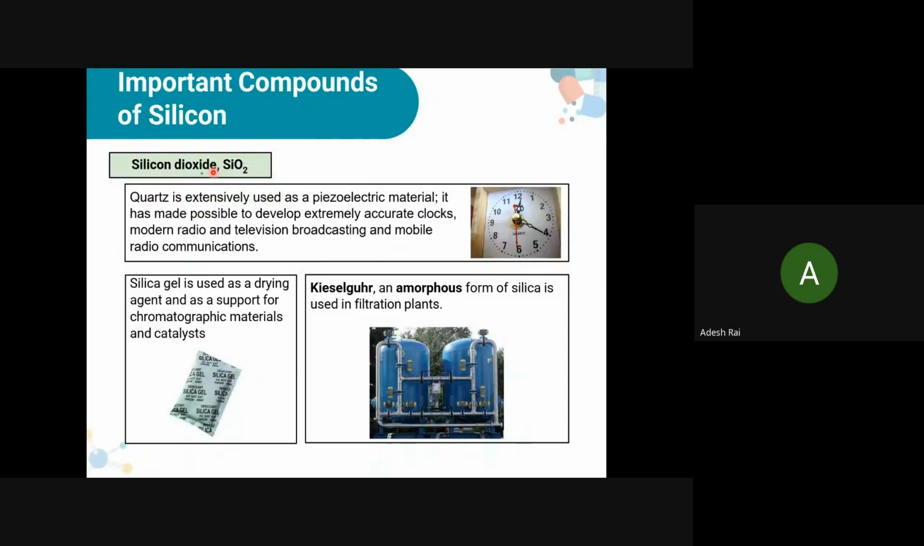Now, coming to the application part. Quartz is extensively used as piezoelectric material. Now, what is piezoelectric material? It is written over here. It has made possible to develop extremely accurate clocks, modern radio and television broadcasting, and mobile radio communication. So, the materials which are used for manufacturing of all these units, the clocks, radio, and television, such materials are classified as piezoelectric material. Okay.